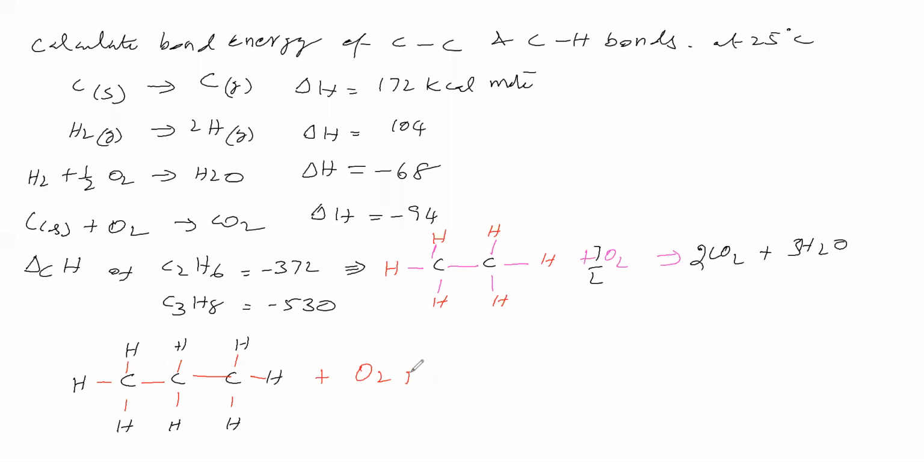It is reacting with oxygen gas. Carbon gives carbon dioxide gas. Hydrogen gives water. Okay, let us balance by keeping this as 1 mole. So 3 carbons, 8 hydrogens, therefore 4 H2O. Oxygen: 3 CO2s are 6, here 4, totally 10. Therefore 5 O2. For this, delta H is given as minus 530. So these are the equations given.